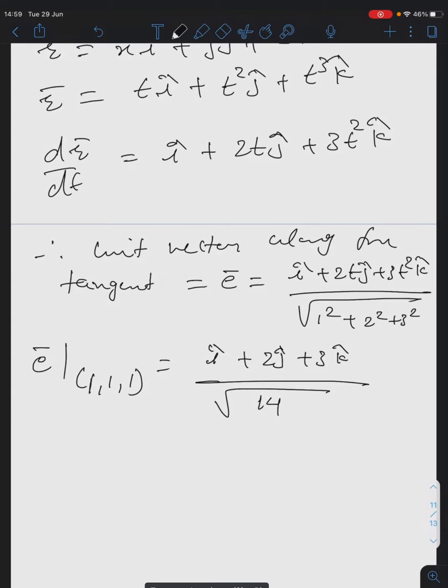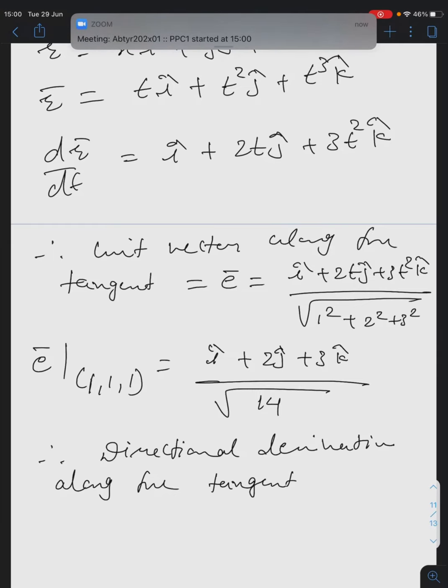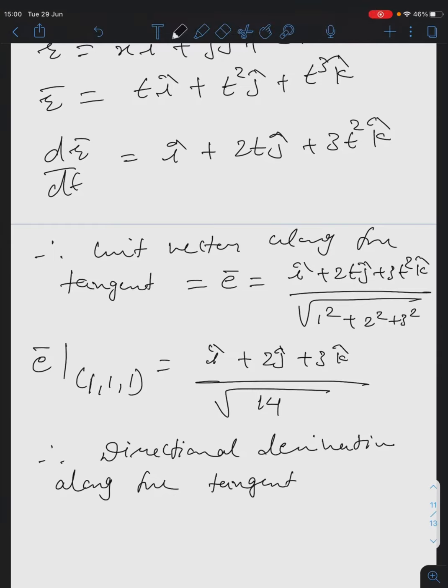Now your directional derivative, you calculate, that is e bar dot del f. The directional derivative along the tangent will be equal to e bar dot del f. So calculate and tell me the answer now. 18 by root over of 14.